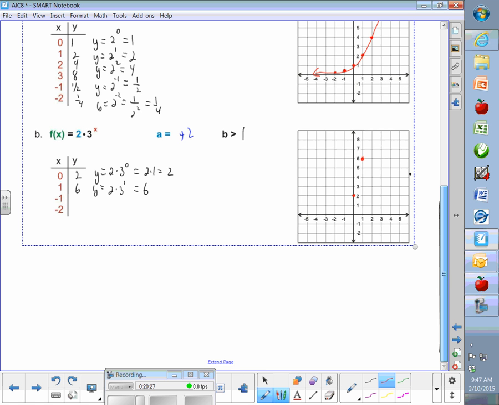So I started then doing my numbers the other way, -1. So y equals 2 times 3 to the -1. All right, be careful here. Remember, 3 to the -1 is a 1/3. So what's a 2 times 1/3? 2/3. So when we get -1, we get 2/3. So at -1, I'm putting a point at 2/3.